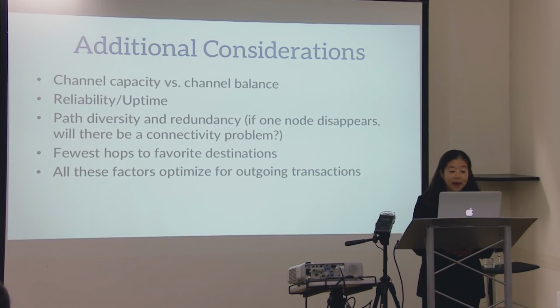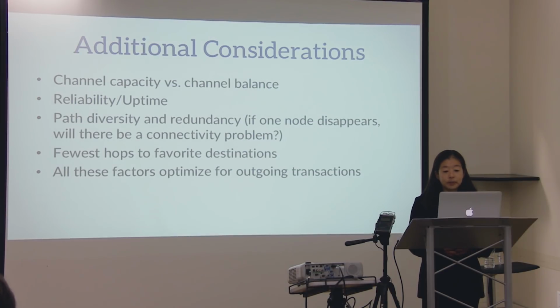Then there's also path diversity and redundancy. You don't want to be wholly dependent on a single node to do your routing for you. So you want to make sure that there are alternative routes if one of your channels goes down.